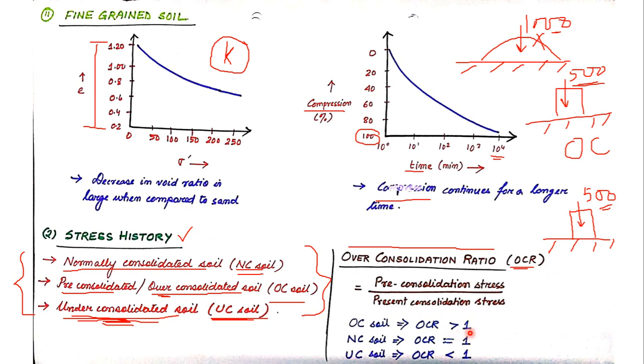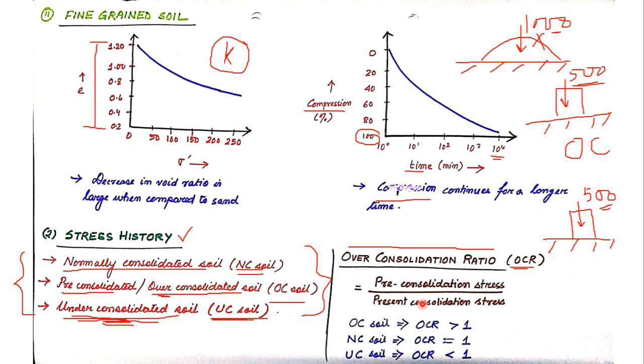OCR will be always greater than 1. Why? Because pre-consolidation stress is always larger than the present consolidation stress, which is quite evident from the example. If you see, the rock was actually applying a stress of 1000 kilonewton per meter square. So this becomes the pre-consolidation pressure or pre-consolidation stress. And now the building is applying a load of 500 kilonewton per meter square.